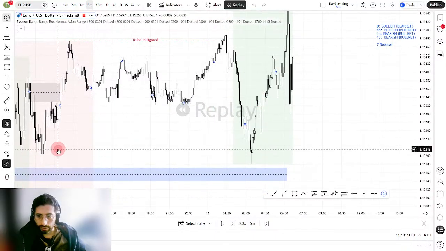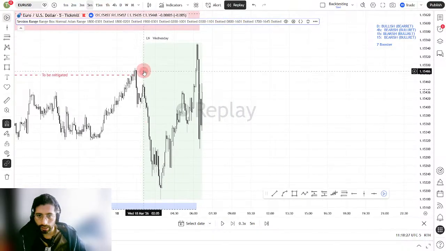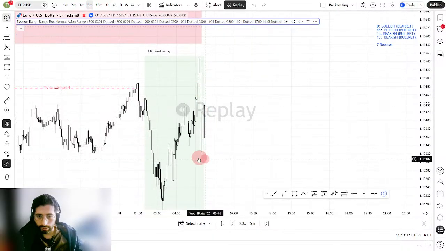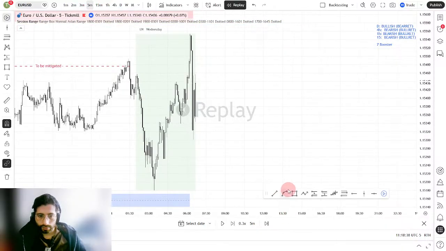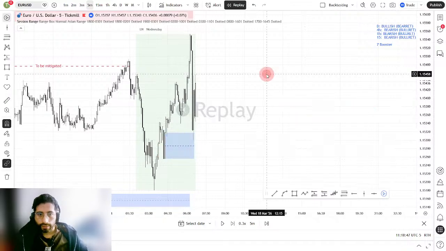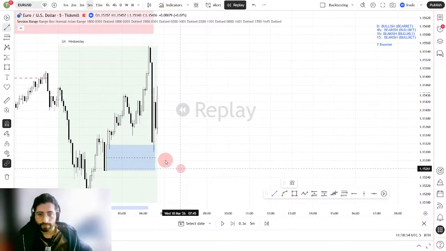So the price actually went to this order block here, and then it made a breakout. After this breakout, the price pushed down and reacted on this decisional order block, and now it's pushing up. Good. There we are. Perfect. Now this is the scenario we got, and this is what I want to see.